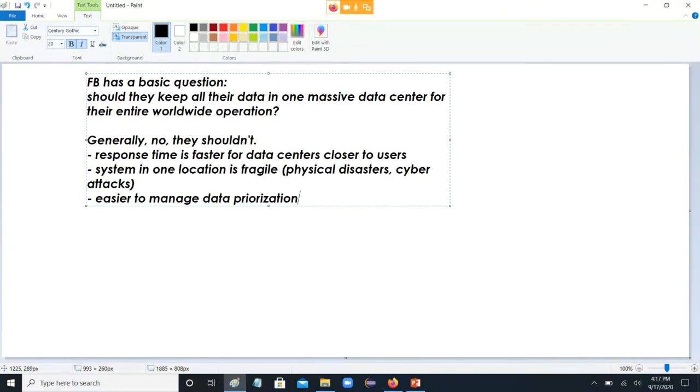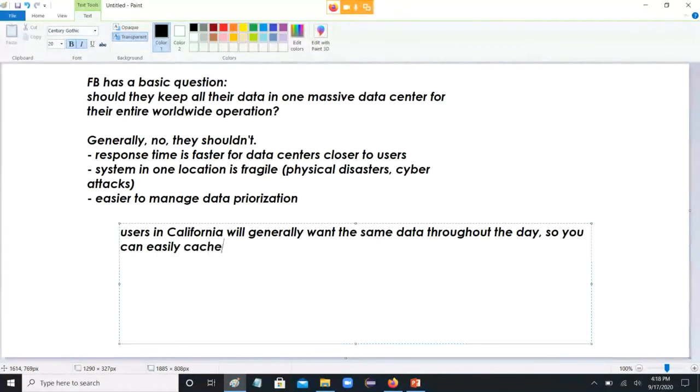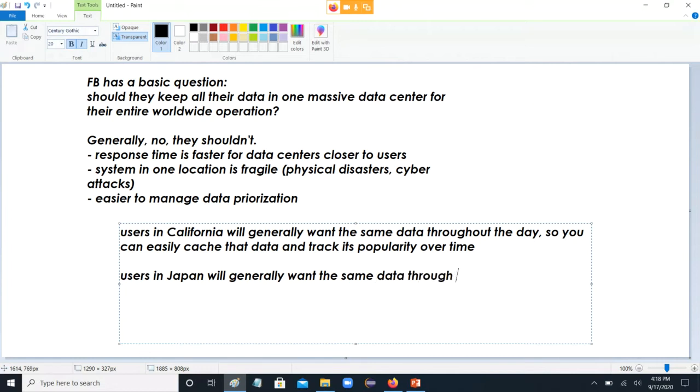Okay, I'll do a simple example. So if you have users in California and users in, say, Japan, right? Users in California will generally want the same data throughout the day. So you can easily cache that data, right? And track its popularity over time. Likewise, users in, say, Japan will generally want the same data throughout the day. Okay, so same thing. You can easily cache that data, track its popularity over time.